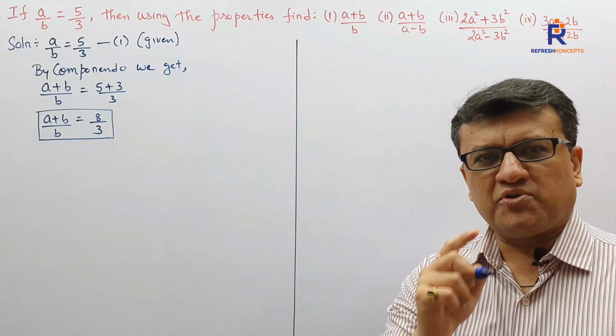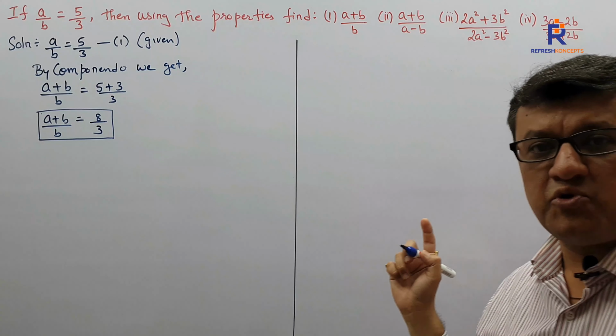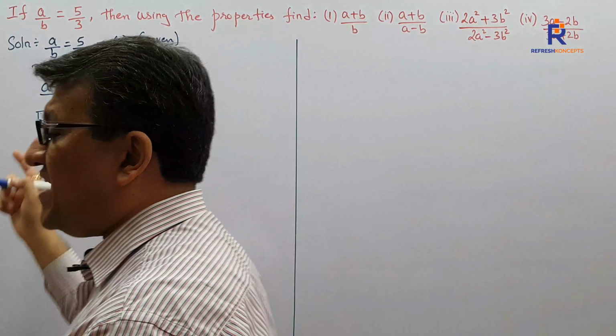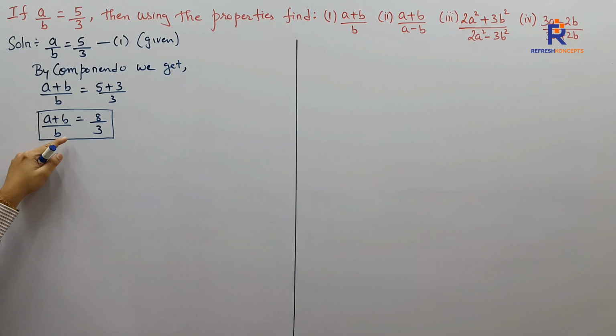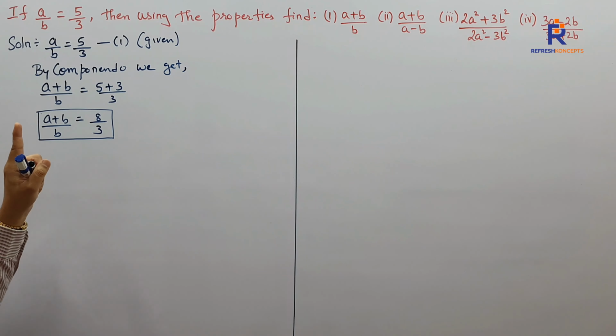Right? One more thing. Though we don't have this question, but one more thing. Instead of A plus B, say for example, the question was stating A minus B by B. What should I have gone with? I should have gone with dividendo. Dividendo is nothing but subtraction of denominator from numerator, and addition is componendo. Right, children? So look at the question very carefully.